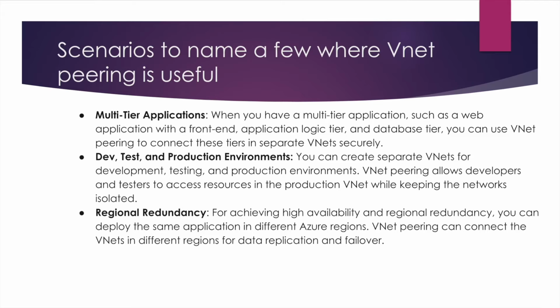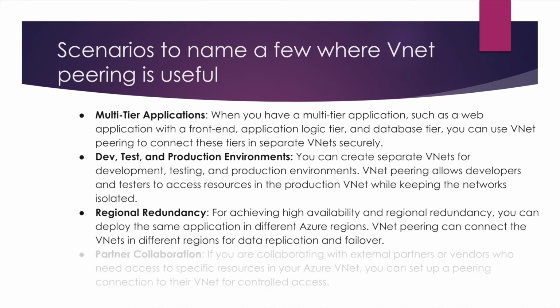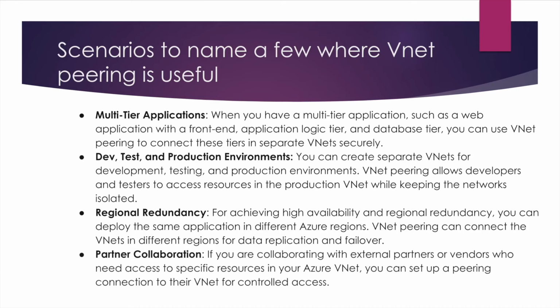Regional redundancy. For achieving high availability and regional redundancy, you can deploy the same application in different regions. VNet peering can help to connect these VNets in different regions for data replication and failover as well. Partner collaboration. So if you're collaborating with external partners or vendors who need specific access to your resources in your VNet, you can set up a peering connection to their VNet for controlled access.